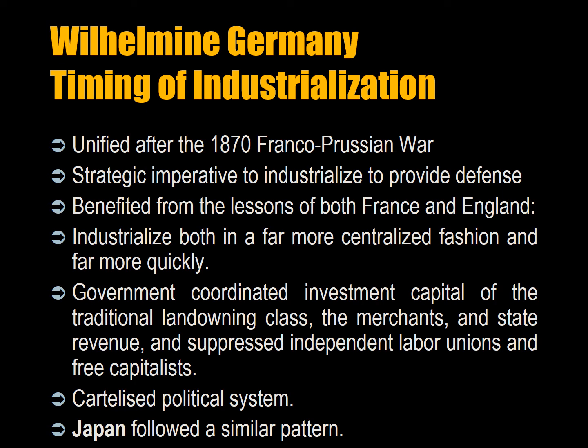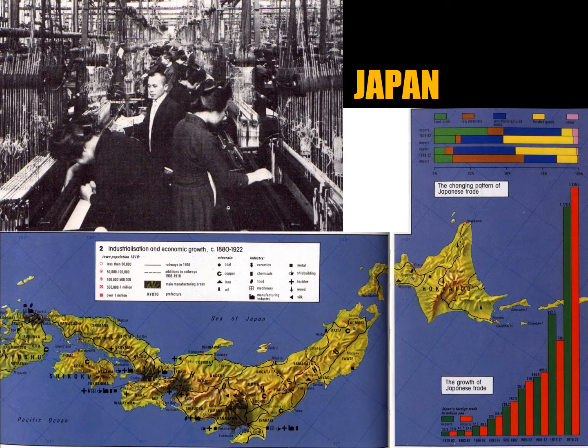This produced a cartelized political system in which there were a number of different stakeholders who had been coordinated by the government. As a late developer, Germany benefited from the mistakes and the success of the French and English experiences. Japan was ultimately to follow a similar pattern.